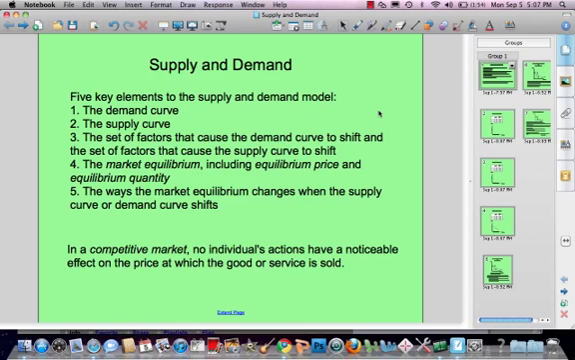The supply and demand curve, or supply and demand model, is arguably one of the most familiar and most popular models in the study of economics. And as we go through this exercise and tomorrow's, I think you'll have a good sense of why.